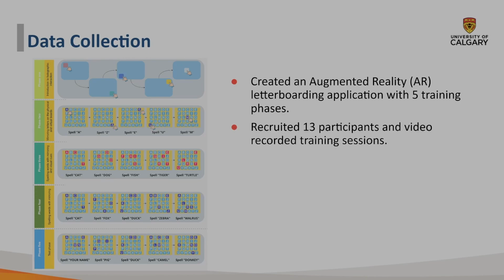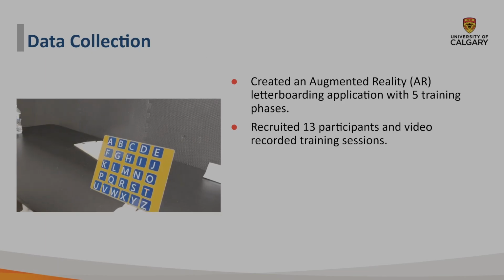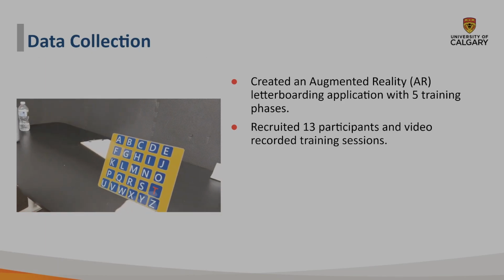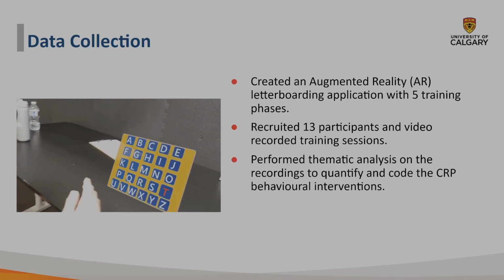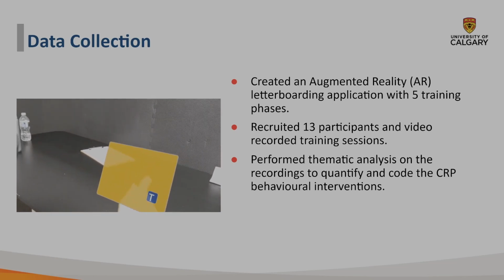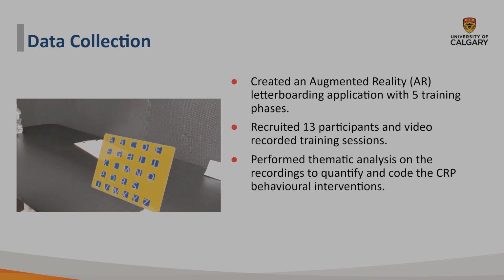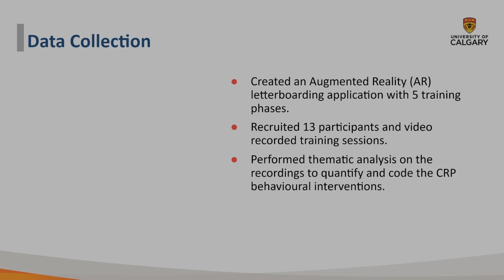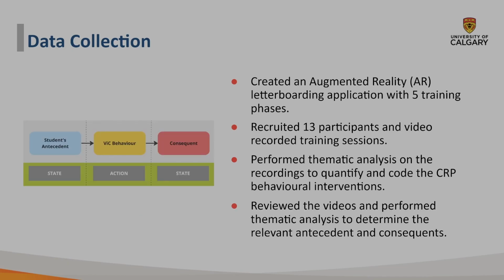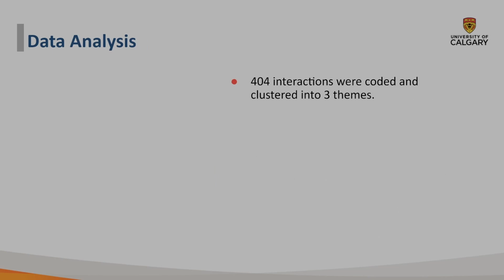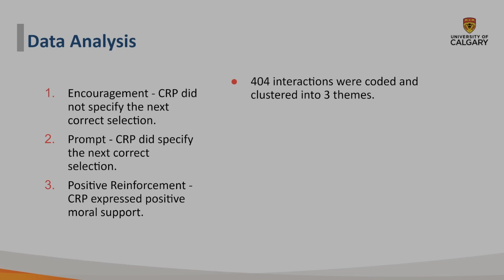We recruited 13 participants for this process and recorded the training sessions using the AR head-mounted devices. Then, we used the qualitative video data to conduct thematic analysis to identify and cluster the CRP's interventions during the training sessions. Following this, we returned to the video and performed thematic analysis on the preceding and following 5 seconds of each intervention to determine what the antecedent and consequent events were. Using this methodology, we coded 404 interactions and we categorized them into 3 emergent themes.